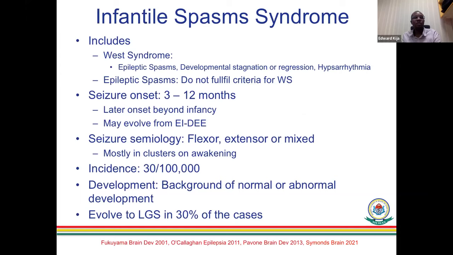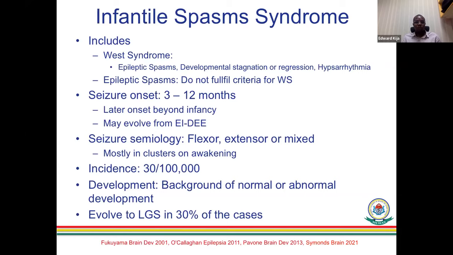It includes two conditions. One is West syndrome, which is a triad of epileptic spasms, developmental delay or regression, as well as the EEG finding of hypsarrhythmia. The other is epileptic spasms in patients who do not fulfill the whole triad to be classified as West syndrome. The seizure onset is usually between 3 and 12 months, but later onset beyond infancy has been reported. Some patients with infantile spasm syndrome may evolve from early infantile DEE.